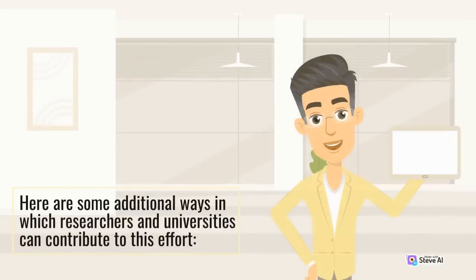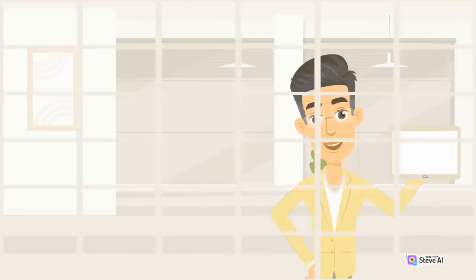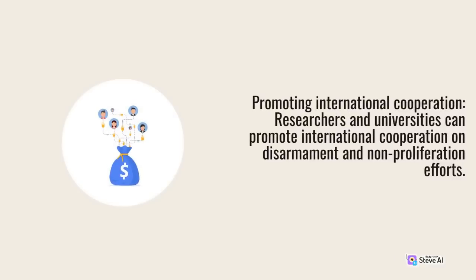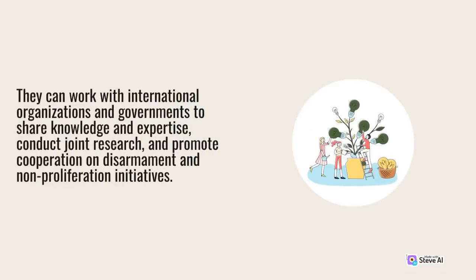Here are some additional ways in which researchers and universities can contribute to this effort. Promoting international cooperation. Researchers and universities can promote international cooperation on disarmament and nonproliferation efforts. They can work with international organizations and governments to share knowledge and expertise, conduct joint research, and promote cooperation on disarmament and nonproliferation initiatives.